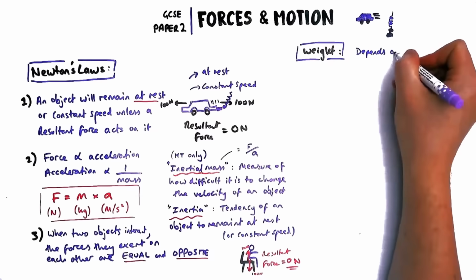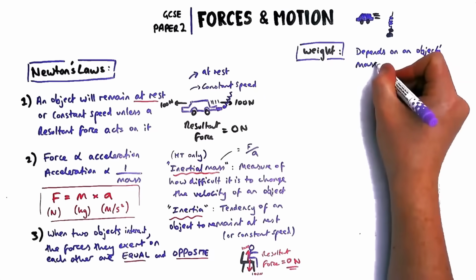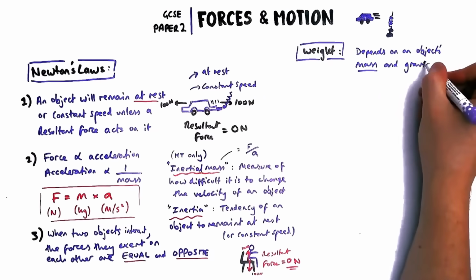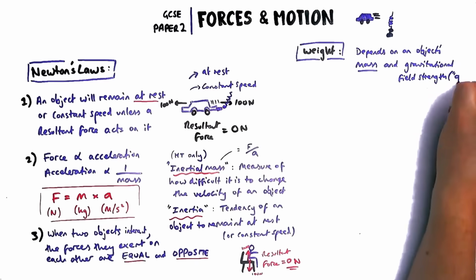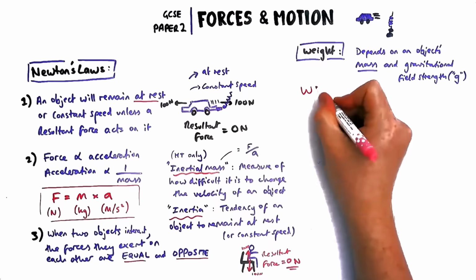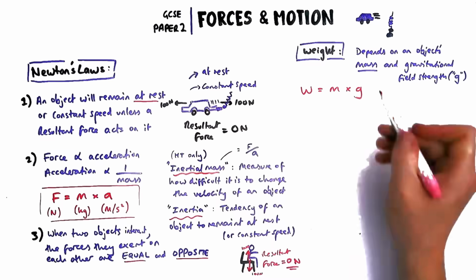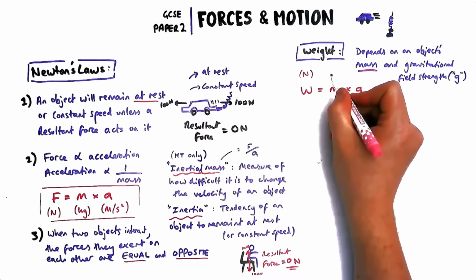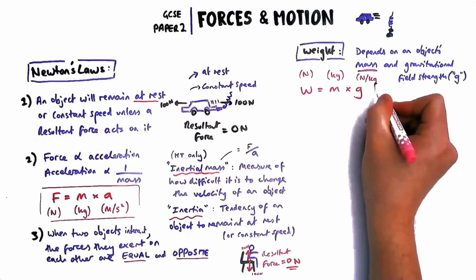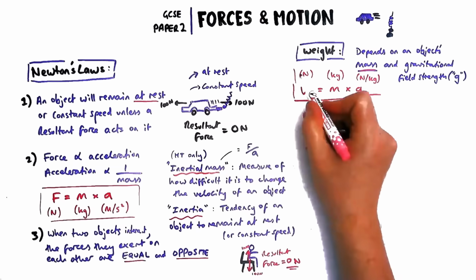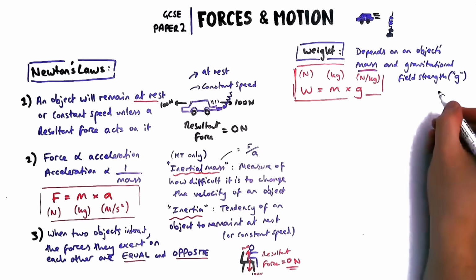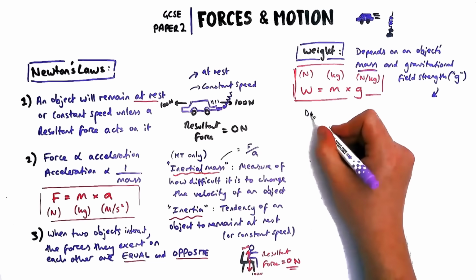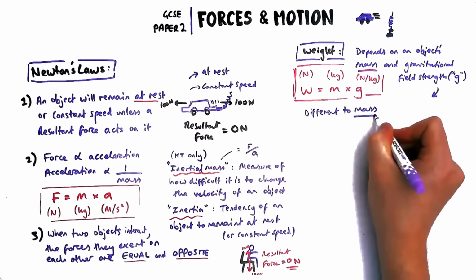The weight of an object is different to an object's mass. Weight depends on an object's mass, but also on gravitational field strength. Gravitational field strength varies depending on the planet, but weight is directly proportional to an object's mass. The equation to calculate weight is that weight is equal to the mass of an object times the gravitational field strength, which is 9.8 on Earth, but you could be given a question about a different planet or a different situation. But it's important to note that it's different to mass.